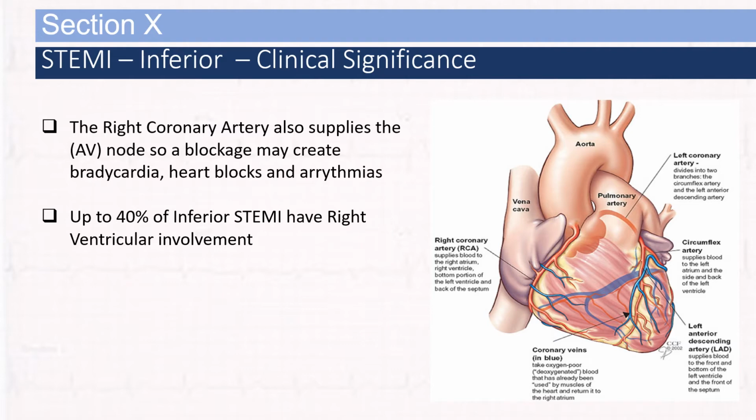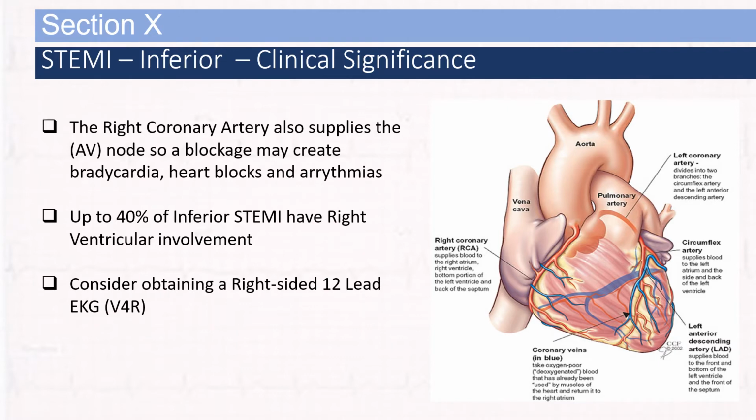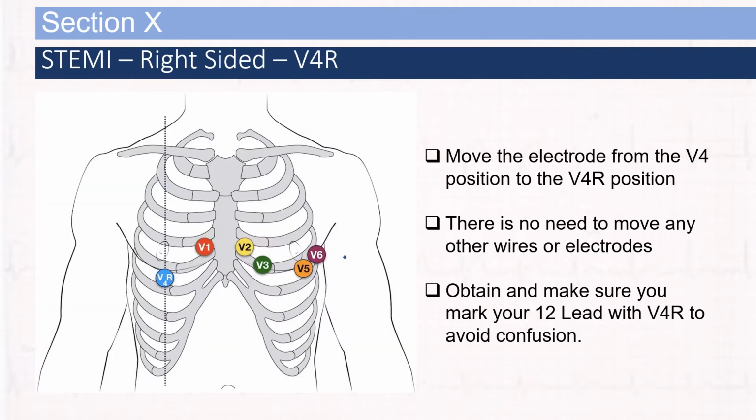Up to 40% of inferior STEMI have right ventricular involvement, so providers should consider obtaining a right-sided 12-lead EKG, or V4R, and consider obtaining a posterior 12-lead EKG in these patients. Obtaining a V4R view is very easy. You will find the electrode and wire at the V4 position, which is the fifth intercostal space at the midclavicular line on the patient's left side.